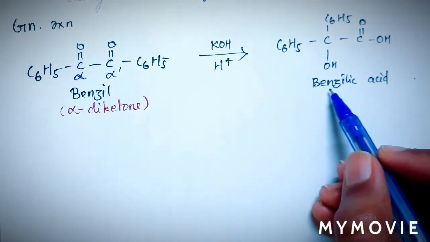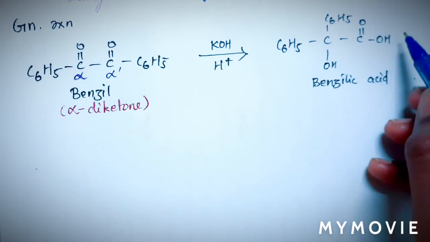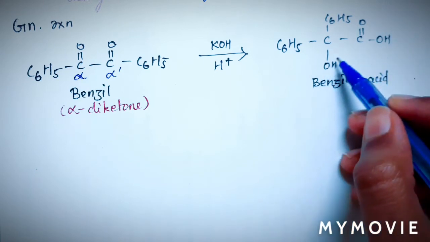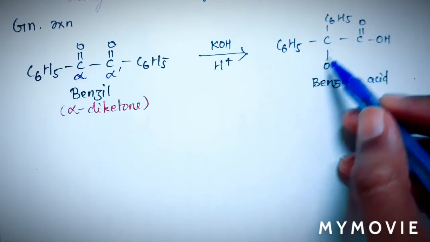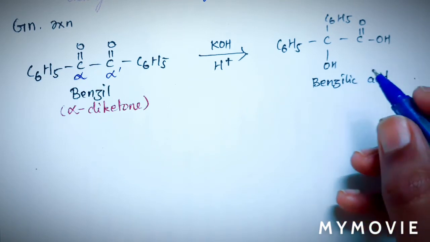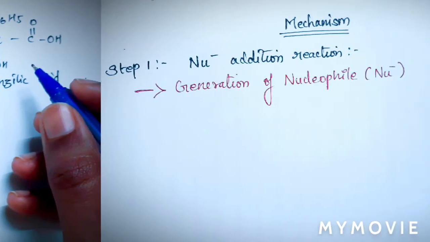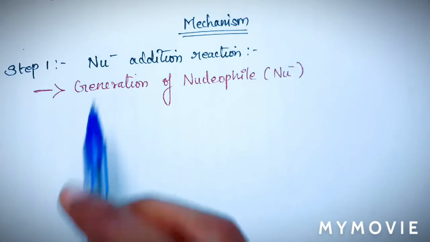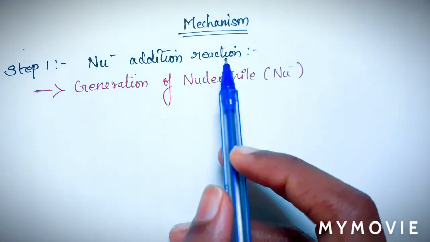And benzoic acid, you know that there is a COOH group and one of the carbon atoms will be attached to an OH group. So this is the general reaction. Now I will give you the mechanism. The first step in this reaction is nucleophile addition reaction.